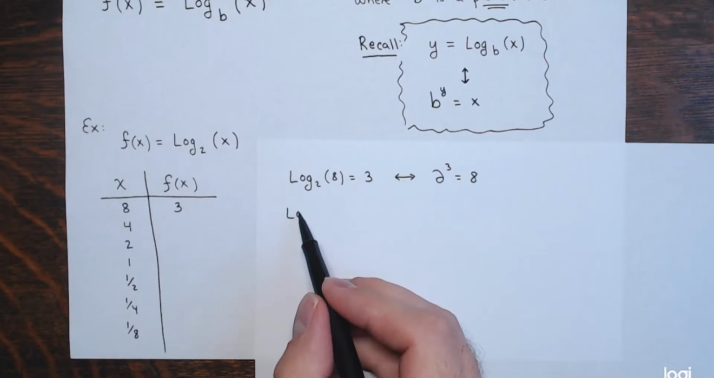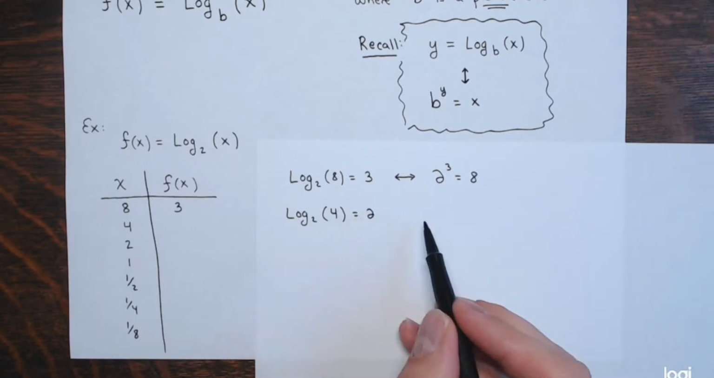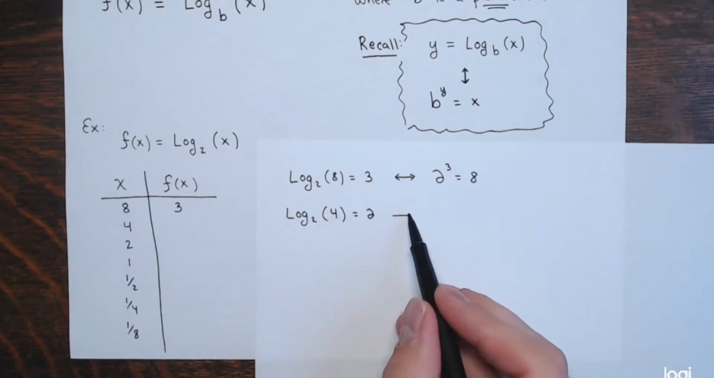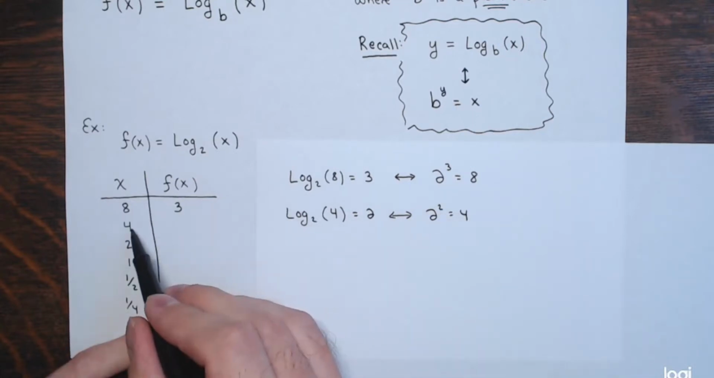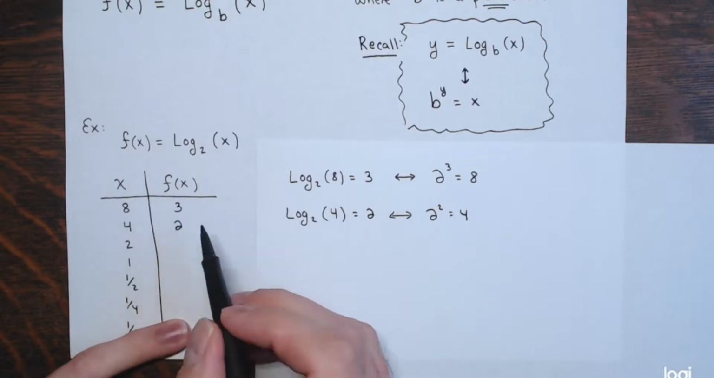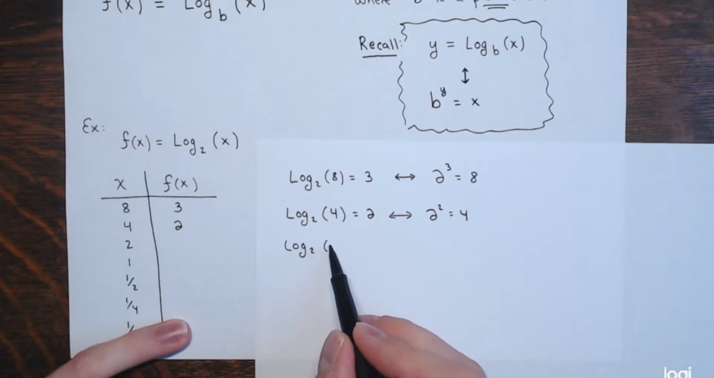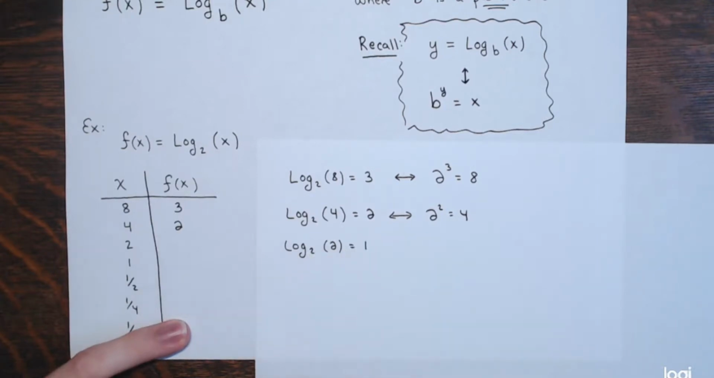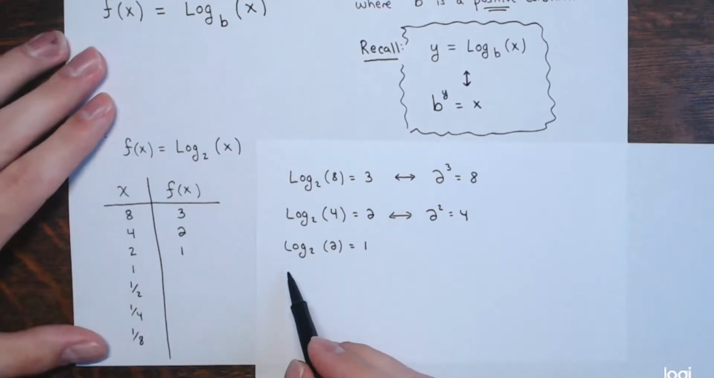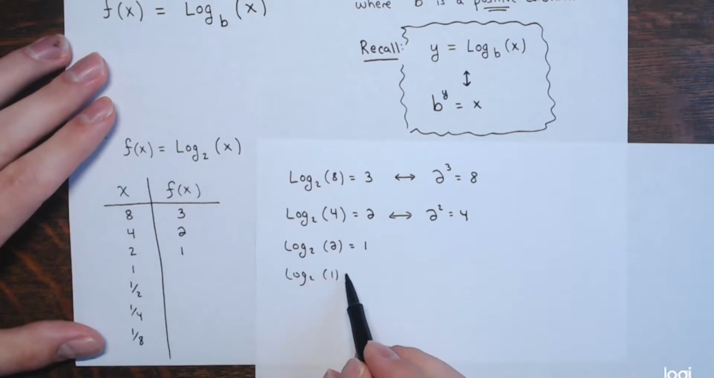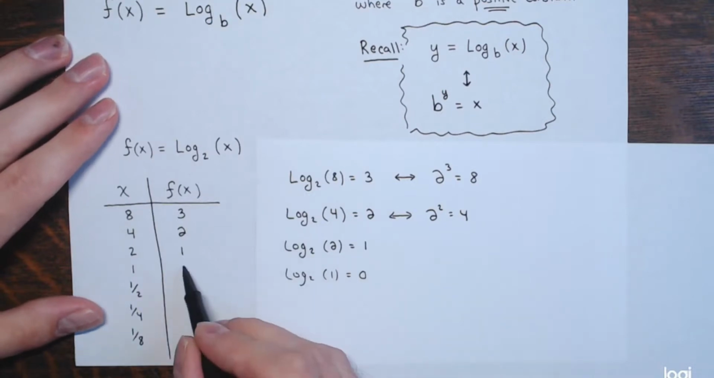The log base 2 of 4 would be 2, since 2 squared is 4. So input 4, output 2. Input 2, the log base 2 of 2 is 1, since 2 to the first power is 2. And the log base 2 of 1 would be 0, since 2 to the 0 power is 1. So we got the point 1, 0.